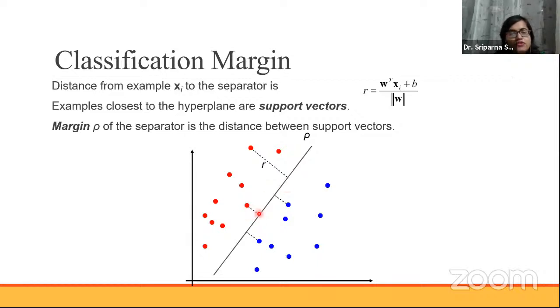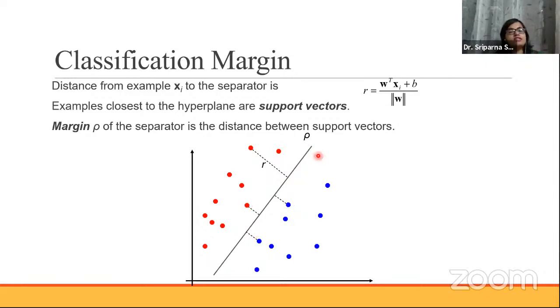So this data point is the closest to the hyperplane for the red class. So this is the support vector. And for the blue class, these two data points are closest to the hyperplane, so these blue ones are the support vectors for the blue class. And this is your rho. So there are two support vectors for this particular class, represented by these circles, and this is rho, that is the margin.